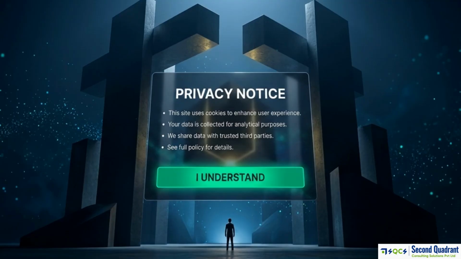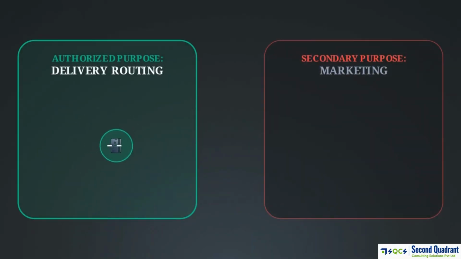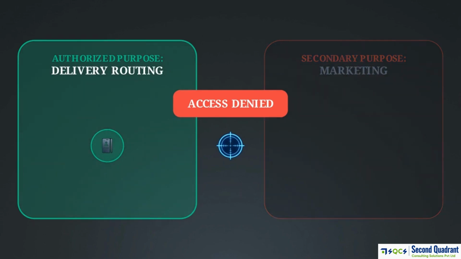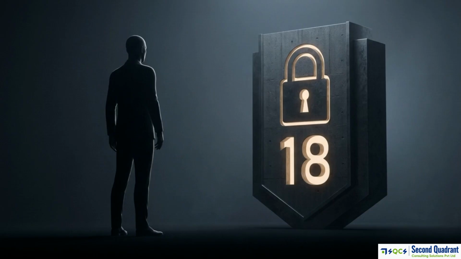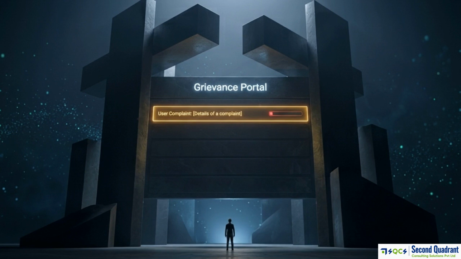To complete the architecture, Notice is the explicit document explaining your collection practices before a user signs up. Purpose limitation ensures you never use that collected data for secondary reasons without fresh consent. Data localization allows the government to restrict cross-border transfers. A child is strictly anyone under 18, and a grievance is a formal user complaint your officers are legally bound to resolve within a set timeframe.